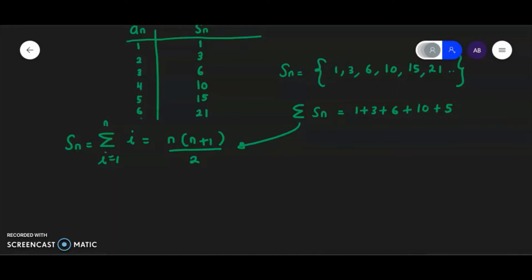Now look at this. I'm not looking at i here, I'm looking at the nth term, and this is what I get: n times n plus 1 over 2. So for instance, let's say n is 5. What is S5? I have 5 times 5 plus 1 over 2, which is 5 times 6 divided by 2, which is 15. For n equals 5, I get 15. Correct?